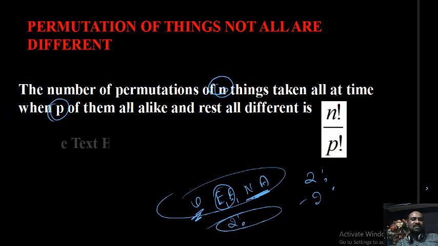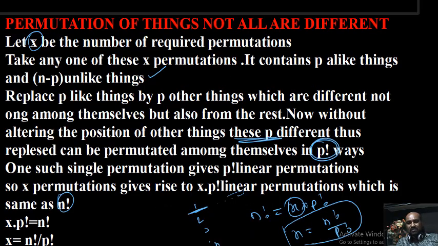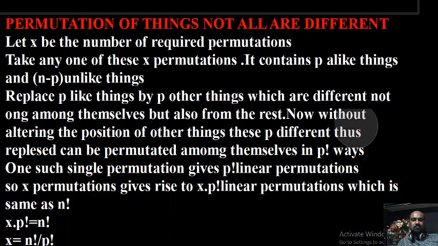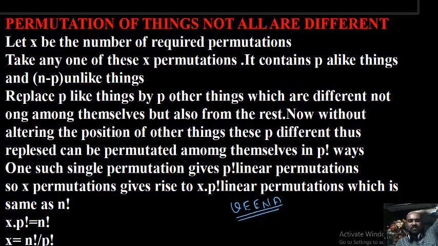That's why I can say the number of permutations of n things taken all at a time when p of them are alike and the rest are different is n factorial by p factorial. I hope you people understood. Now, for example, a problem is given: V E E N A. Find the number of permutations that can be obtained from the letters of the word Veena. That means 5 factorial by 2 factorial.